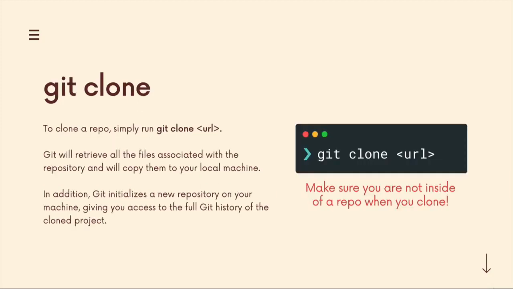So here it is, git clone, and then a URL. That URL is where Git will go and retrieve all the relevant information for a repository from. It will copy the files to your machine. It initializes a new repository on your machine. So that gives you access to the full Git history of whatever project you're cloning. And I'm going to demo this in just a moment.